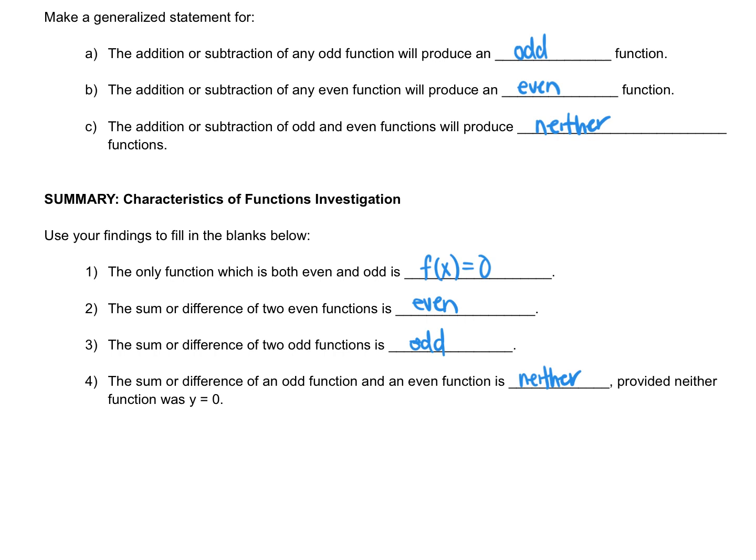provided neither function is y equals 0, because y equals 0 can be even or odd. So if you add y equals 0 with any function, an odd or an even, you'll still end up with an odd or an even because y equals 0 works both ways. And that's it for the characteristics of functions, this little add-on. So we looked at what happens if you take the composite function of a function with its inverse. You'll always get x. And a little add-on about adding or subtracting functions. So that's it.